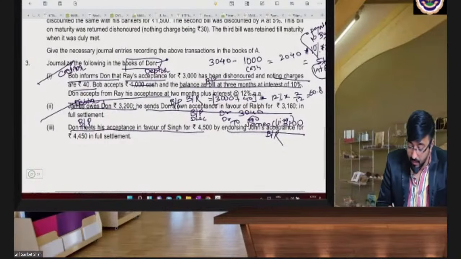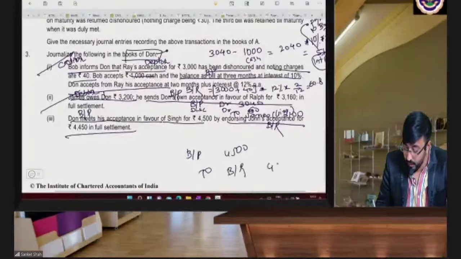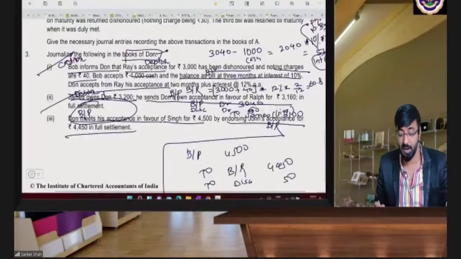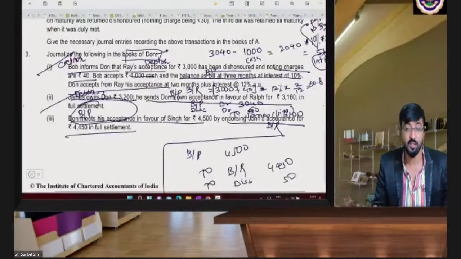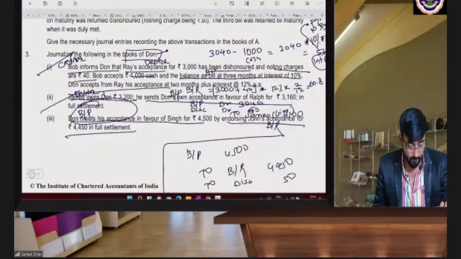So Singh's bills payable is getting cancelled with bills receivable. Bills payable of 4,500 is cancelled with bills receivable of 4,450, so I'm getting a discount of rupees 50. It's very simple. Don meets his acceptance: his acceptance means bills payable, and John's acceptance is bills receivable. These are getting cancelled with each other. So bills payable account debit 4,500, to bills receivable 4,450, to discount account 50.